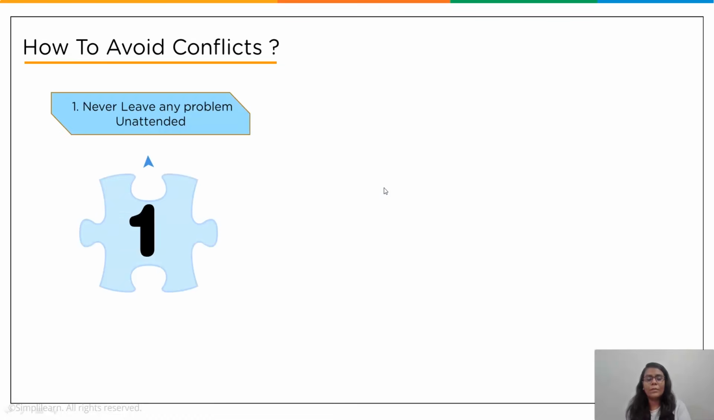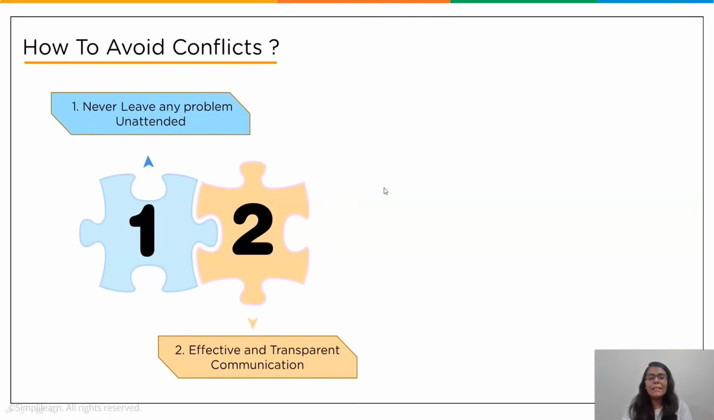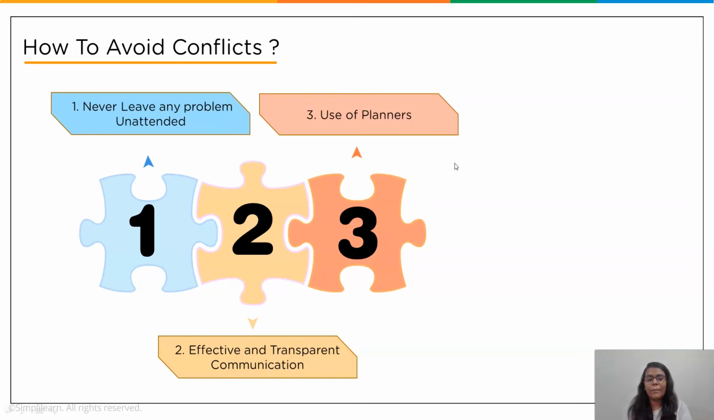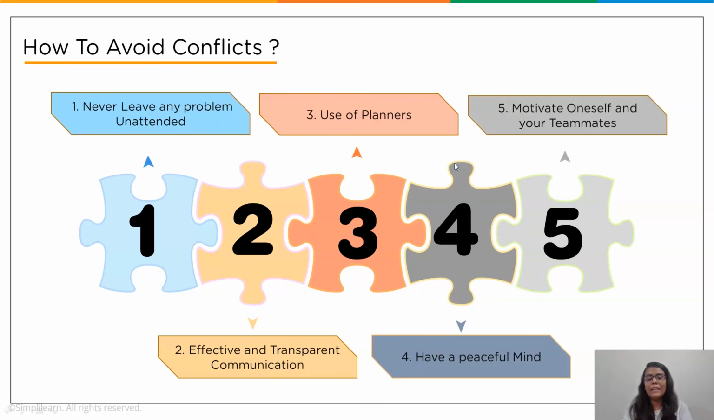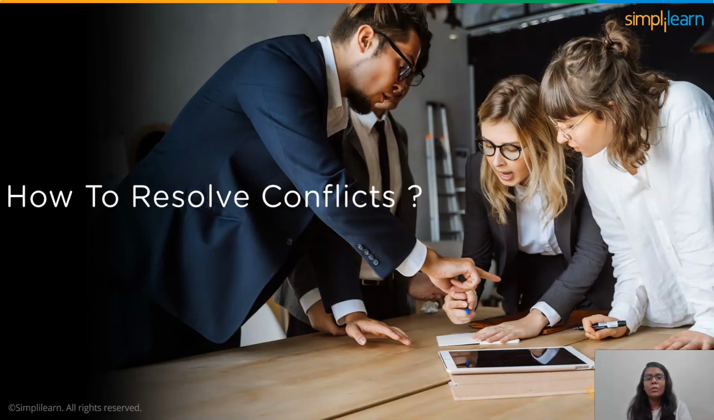Now let's have an overview of how to avoid conflicts. First one is never leave any problem unattended. Second is effective and transparent communication. Third is use of planners. Fourth, have a peaceful mind. And fifth, motivate oneself and teammates. So far we have understood how to avoid conflicts.